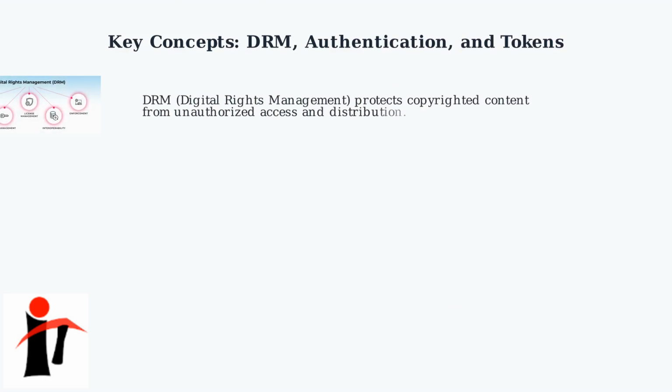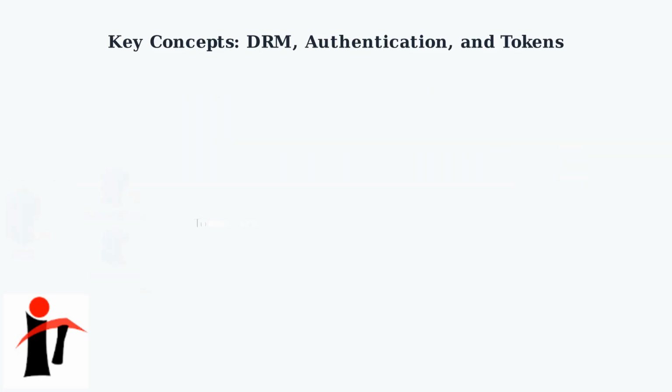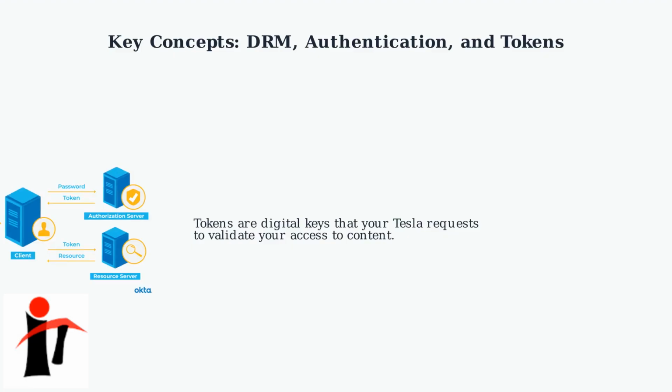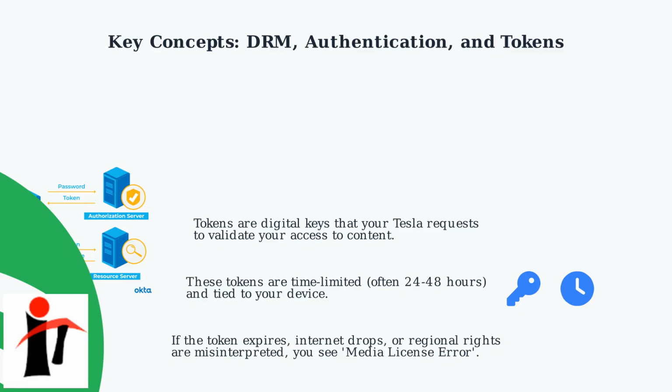Media license errors occur because streaming services like Apple Music and Spotify use DRM to protect copyrighted content from unauthorized access. This protection involves tokens, which are digital keys that your Tesla requests to validate your access. These tokens are time-limited, often lasting 24 to 48 hours, and are specifically tied to your device. If the token expires, the internet connection drops during validation, or the vehicle's software misinterprets regional rights, you'll encounter the media license error.